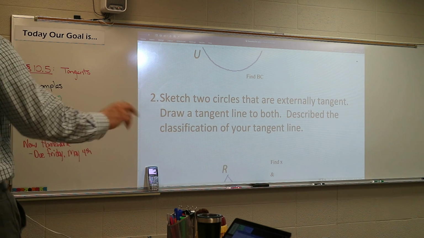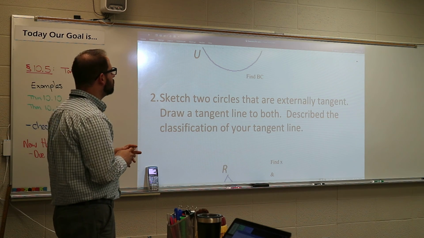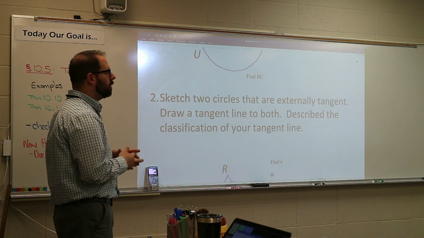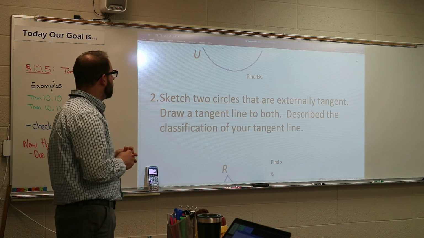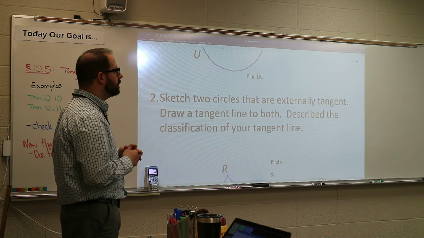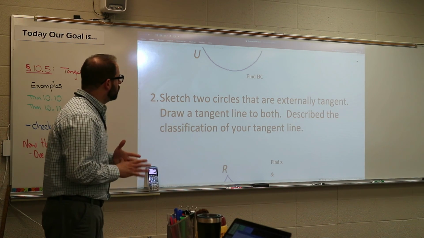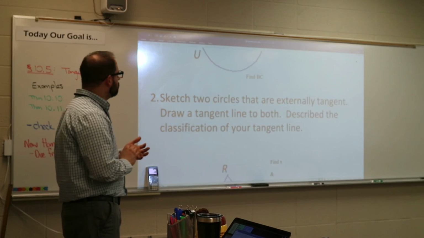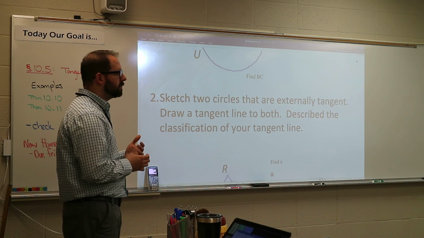I want you to sketch two circles that are externally tangent to each other. So hopefully you know what that definition means. Once you have that, I'd like you to draw a tangent line to both. Any type of tangent line. Once you have your tangent line to both, I want you to classify that tangent line. There's two types of tangent lines to circles like that. So you have to draw a tangent line to both, and then describe that classification of that tangent line.